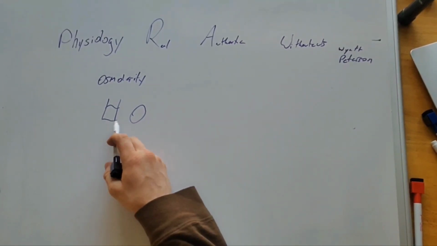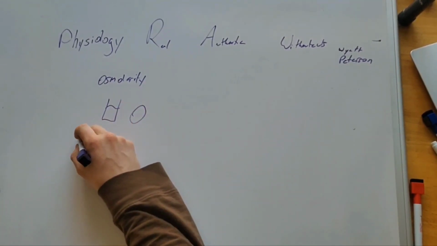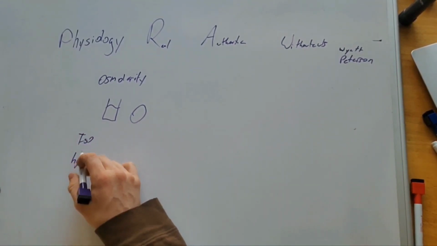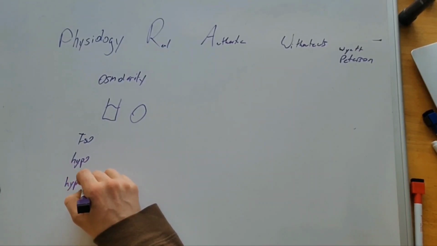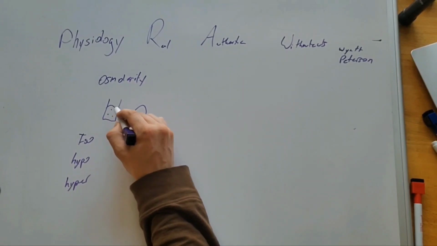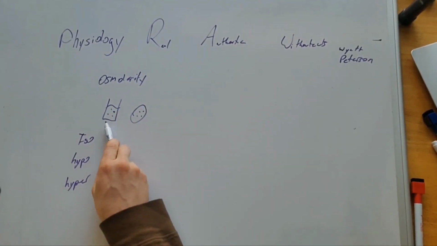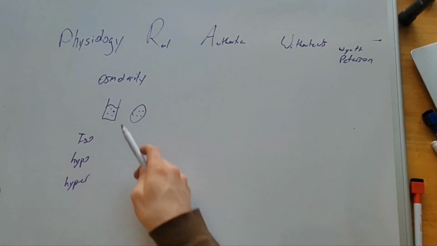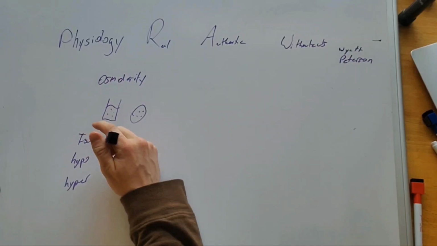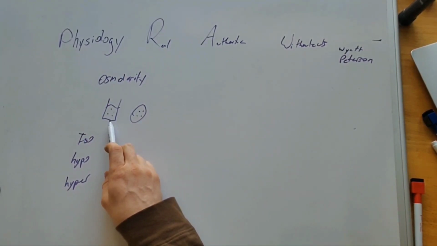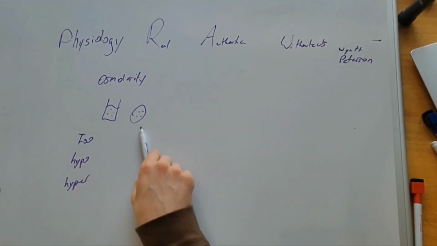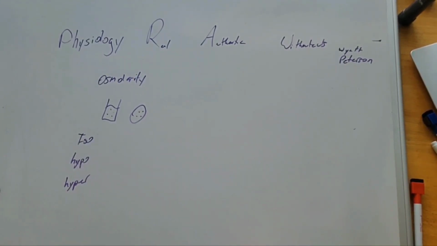For this, we'll use a solution and then a cell. So there's three different types. You could be hyper, hypo, or iso. For example, this solution and this cell are going to be isoosmotic. If we take a particle out of the solution, then this solution becomes hypoosmotic compared to the cell. And then if we look at it, the cell is hyperosmotic compared to the solution.